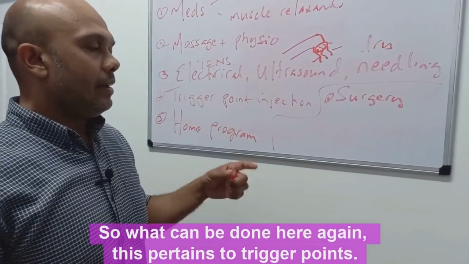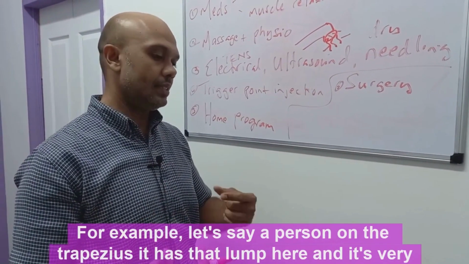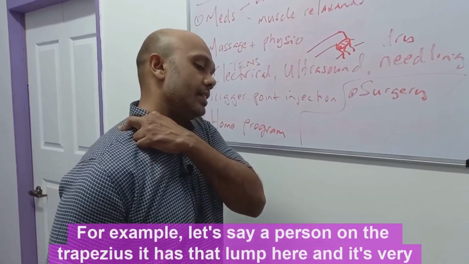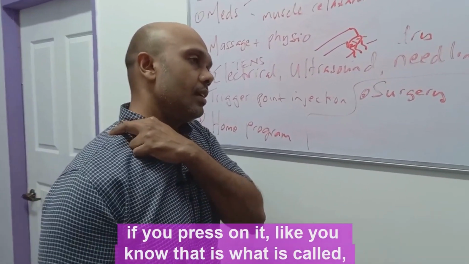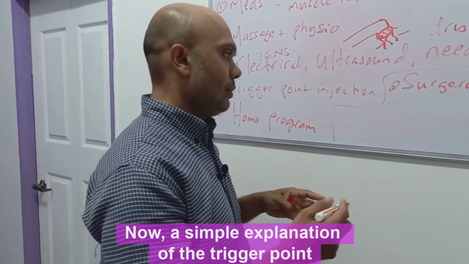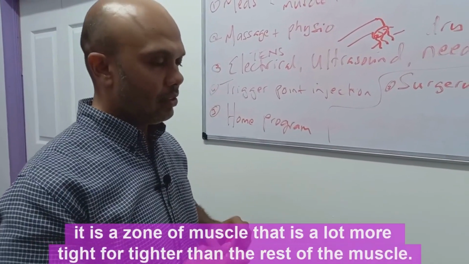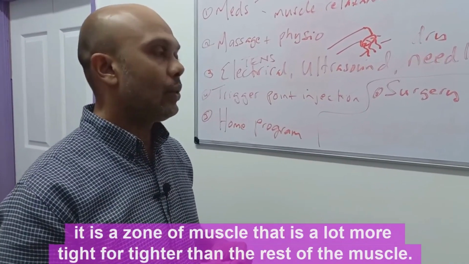So what can be done here? Again, this pertains to trigger points. For example, let's say a person on the trapezius, if there's a lump here and it's very painful if you press on it, that is what is called a trigger point. Now, a simple explanation of the trigger point: it is a zone of muscle that is a lot more tight or tighter than the rest of the muscle.